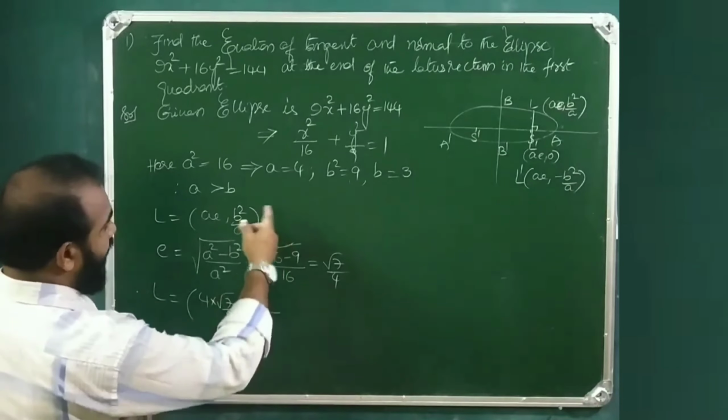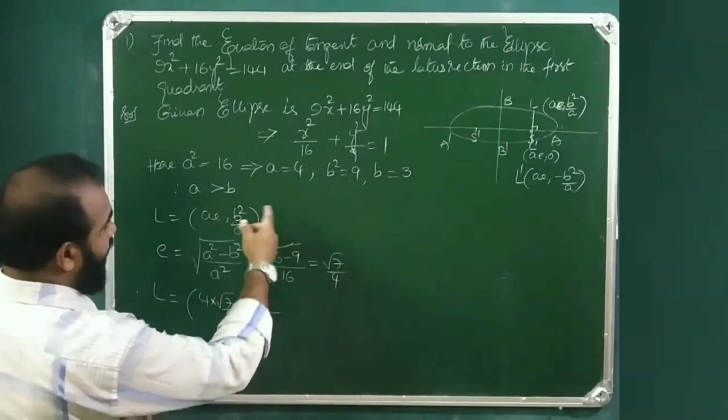Now we want the equation of the tangent. What is the equation of the tangent at P(x1, y1) to the ellipse S equals 0? It is S1 equals 0. And what is S1 equals 0? x x1 by a square plus y y1 by b square minus 1 equals 0.